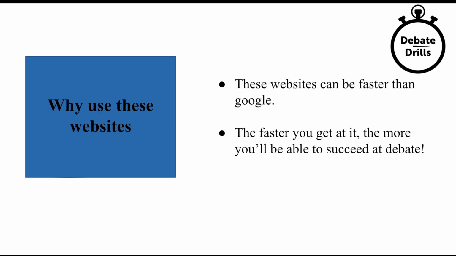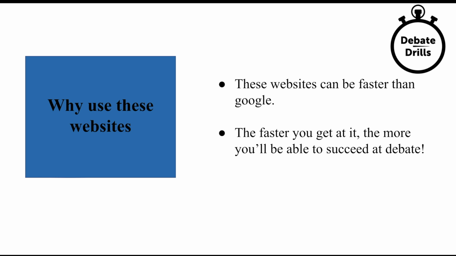So why use these websites? These websites can be much faster than Google. If you look up specifically on SSRN, arXiv, SocArXiv, you're much more likely to find academic articles than just browsing through Google, which has a bunch of news articles in addition to academic articles. And the faster you get at it, the more you'll be able to succeed in debate.